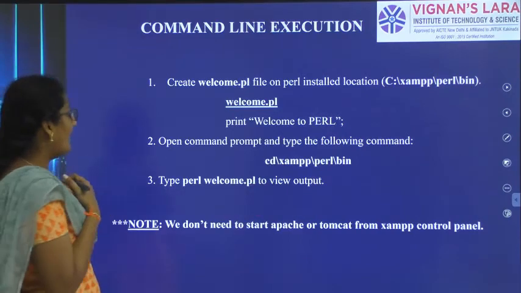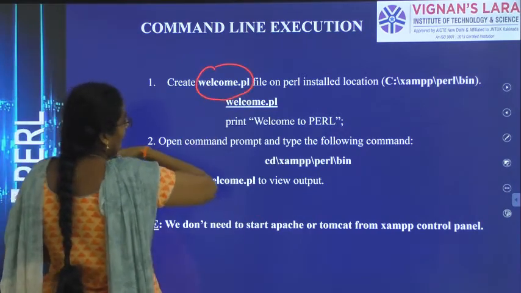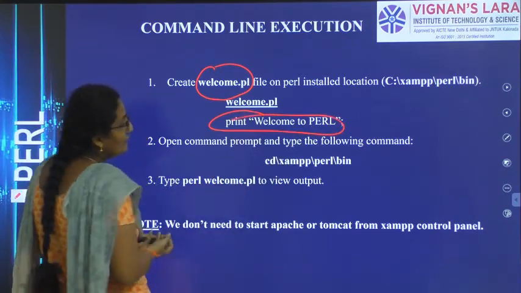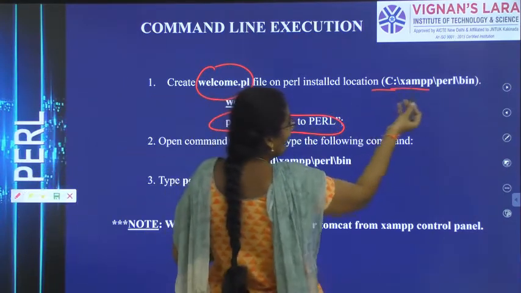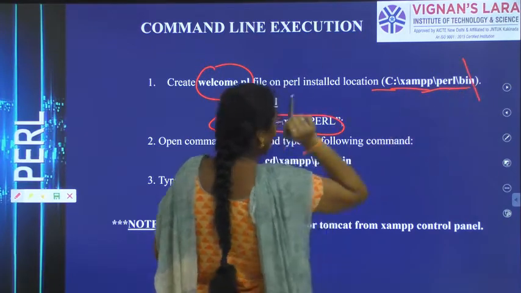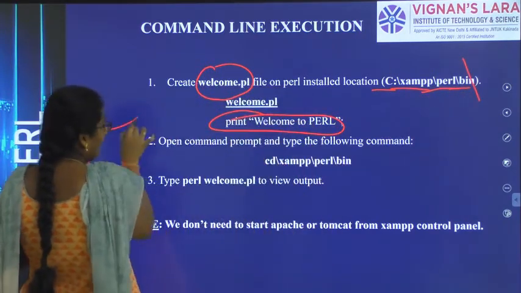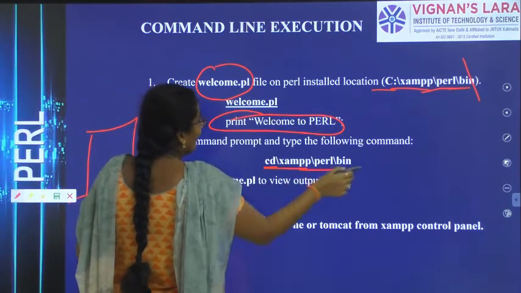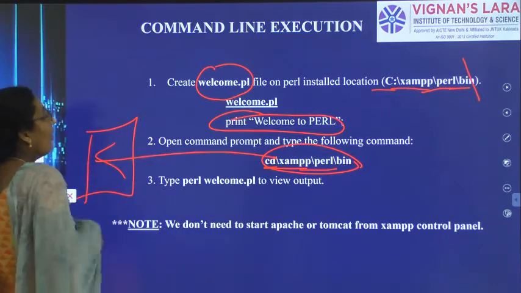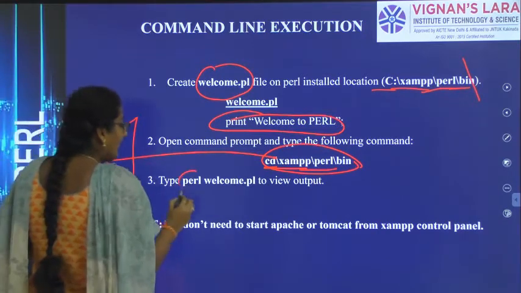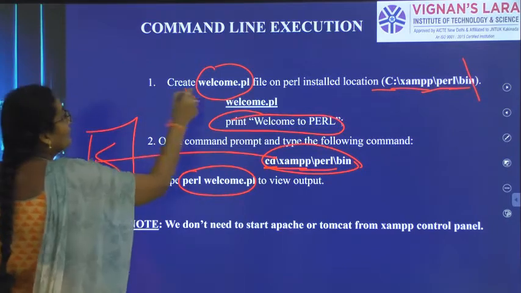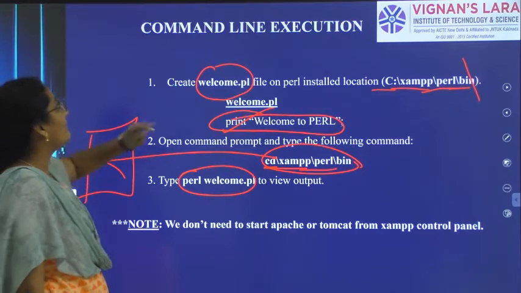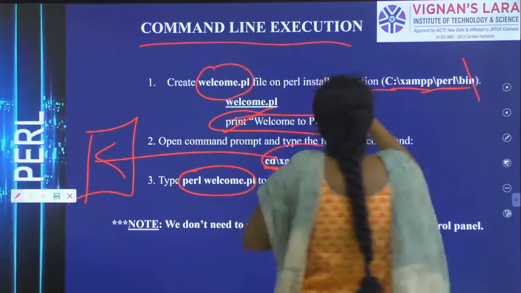So what is our file name? Welcome.pl. What content do we have in that file? Welcome to Perl. Where should you store that file? C drive, JAMP folder, Perl folder, bin. After that you should open a command prompt. In the command prompt you should type cd jamp perl bin. After that you can type perl welcome.pl to view the output of this print welcome to Perl. So this is how we will execute the Perl programs in command line execution.